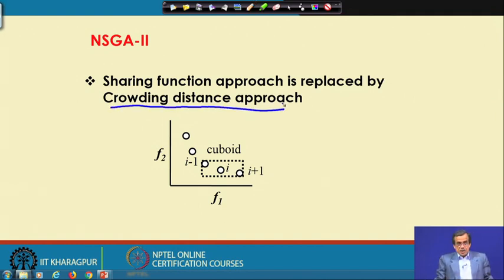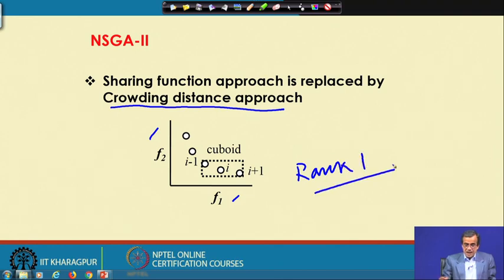This crowding distance approach is used in place of the sharing function approach to maintain the diversity in the population. Here, let me take one example. Supposing that I am going to solve a minimization problem involving two objectives f1 and f2, and supposing that this is the front one, or the rank 1 solutions we have got. So, these are all rank 1 solutions.